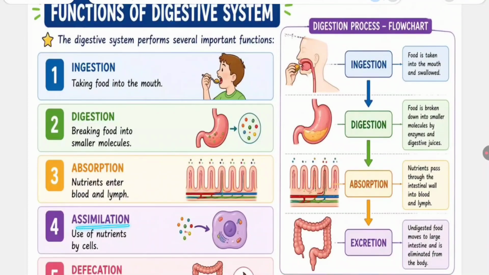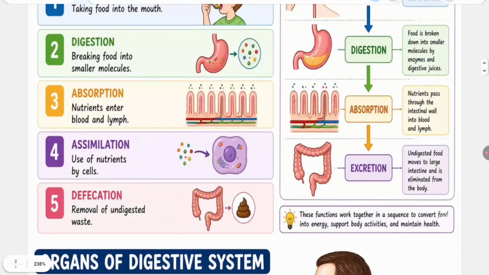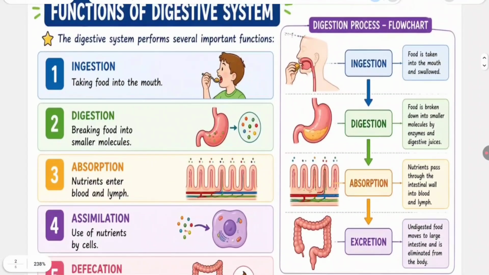And assimilation means use of nutrients by the cells. After that, the blood carries the nutrients to every cell of your body, and our body cells will absorb them. That is assimilation. And next you can see defecation means removal of the undigested waste, what we cannot digest, that we will excrete out from our excretory part, like the anus. That is defecation.